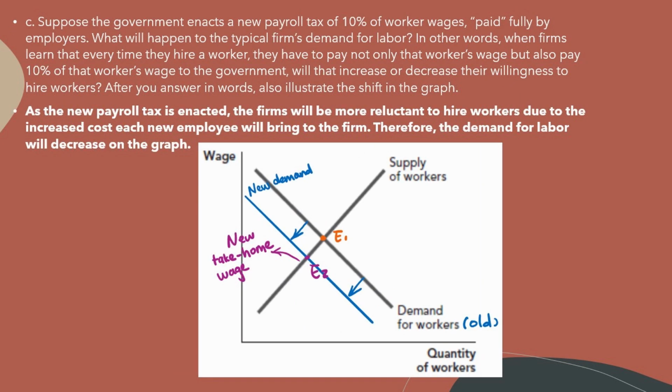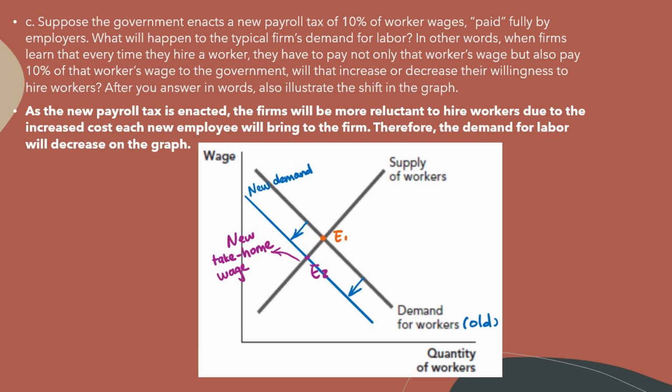For part C, we're looking at what happens after the payroll tax has been enacted. So after that happens, the firms will be more reluctant to hire workers because, well, the more they hire, the more they have to pay, and so the more it costs them. For each new employee that is brought into the firm, they will have to pay the payroll tax. And therefore, the demand for labor coming from the firm side will decrease drastically. And shown here on the graph is the shifting of the old demand for workers curve to the new blue curve, which is the new demand. And marked in purple here is E2, which is equilibrium point 2, and that shows us the new equilibrium wage as well as quantity.